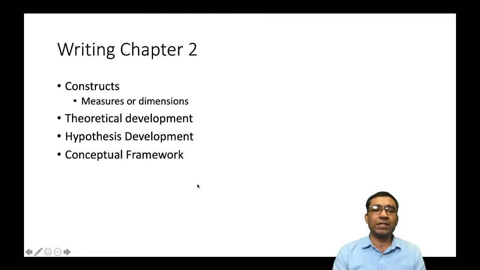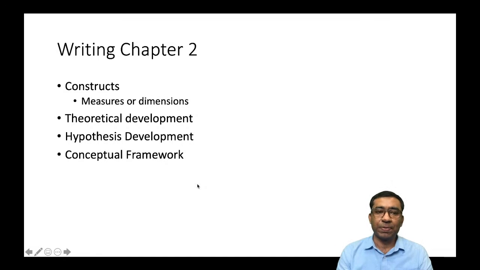The next step would be theoretical development. In this step you have to write about the theory involved in your research. About theory I have already given a complete lecture, so you can check that lecture and figure out the relevant theories related to your work. That would be the second part.